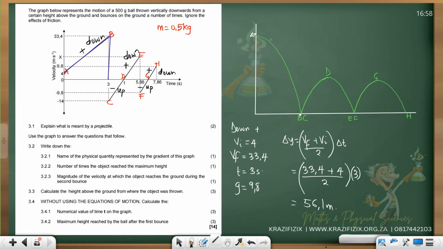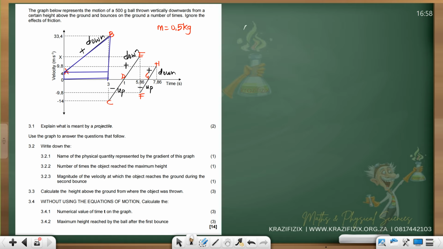Can we find that A to B, right? What shape is this, with the x-axis being the base? A trapezium. And a trapezium can be broken down into a rectangle and a triangle. So I could find my displacement, in case the examiner asks us to do that without equations of motion. Then I'll say my delta y is the area of the triangle plus the area of a rectangle.